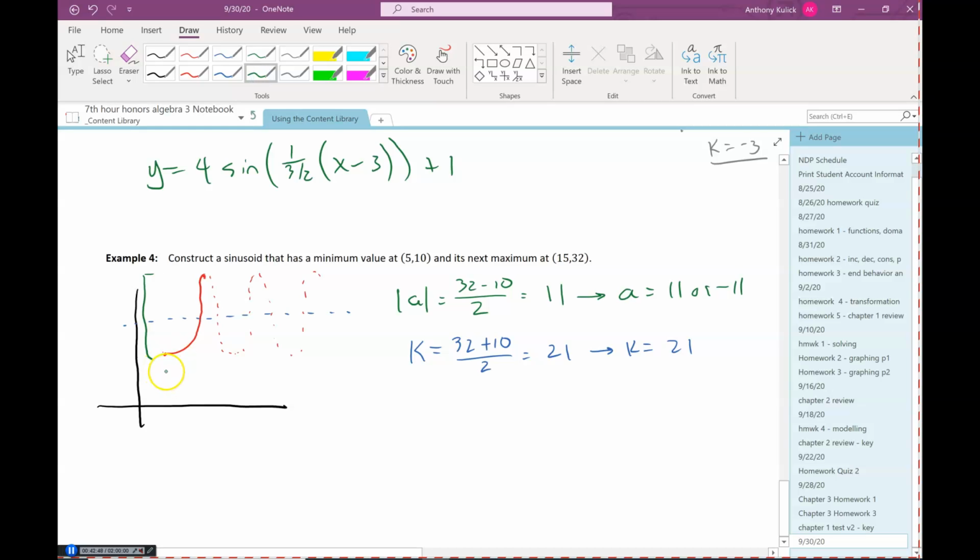Now let's find the b value. To do that, we're going to need the period. So how much of a period is this distance here that we've covered from max to min? Looks like half a period to me, right? Do you guys agree with that?